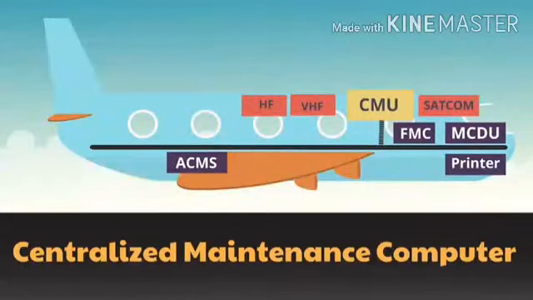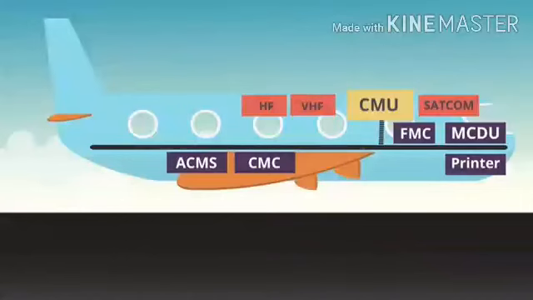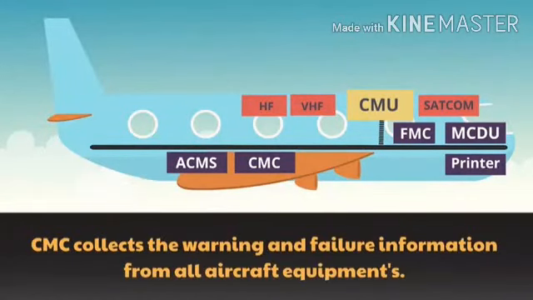Centralized Maintenance Computer, CMC, and Flight Management System, FMS, are used to send and receive information via data link without requiring crew intervention. CMC collects the warning and failure information from all aircraft equipments.